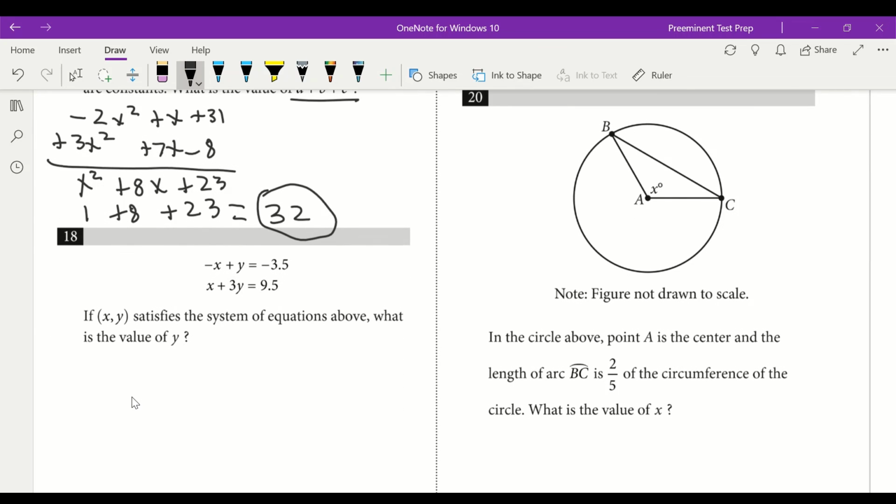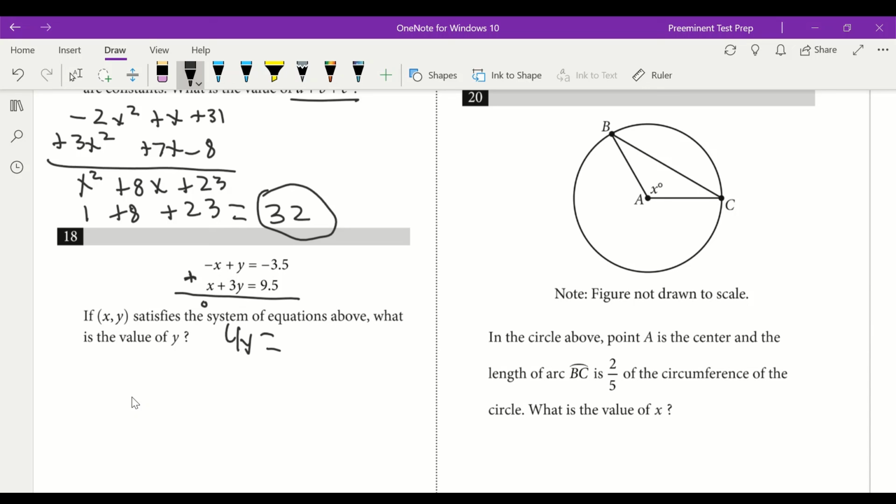Question 18. If x, y satisfies the system of equations above, what is the value of y? Well, look here. This is what I was just telling you guys in the problem a couple ago, right? We need to get rid of our variable by adding, right? So it's already lined up for us. So when you see this, you should get excited because you should know you can solve it very quickly. So we have negative x plus x, that's 0. 0x, we don't even have to include the x because it's times 0. And then we have y plus 3y, well that's going to give us 4y.